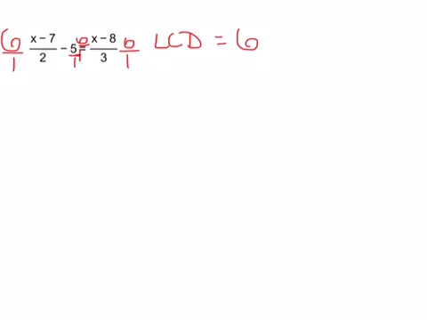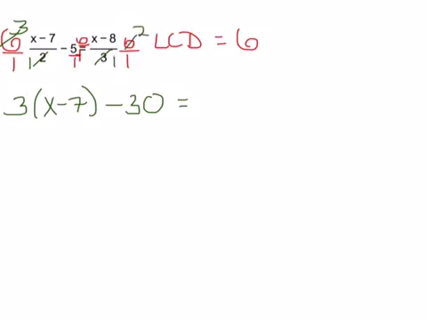Okay, the next thing to do is to start reducing. So let me change colors here. You always want to reduce before you do any distributing here. So 2 and 6 reduces to a 3 and a 1. That leaves us with 3 times x minus 7 all over 1. Nothing reduces in the middle term, so 5 times 6 is 30. And on the far right-hand side, 3 and 6 reduce to a 2 and a 1, so we have x minus 8 times 2.